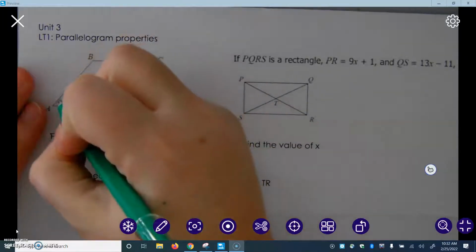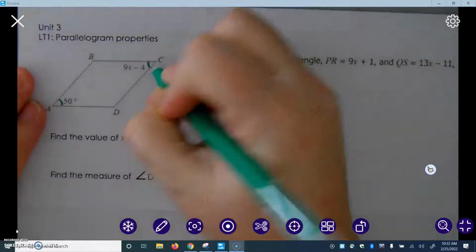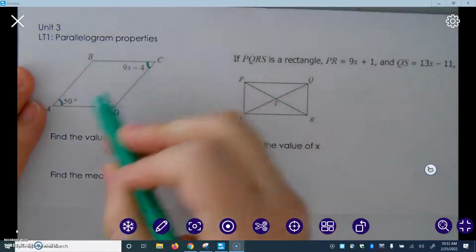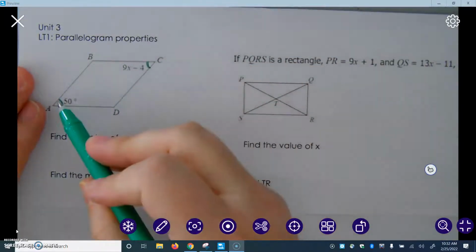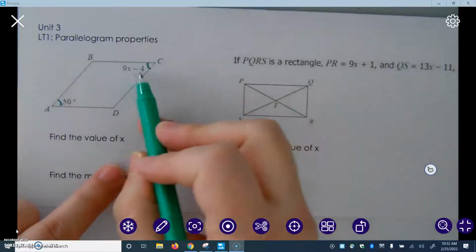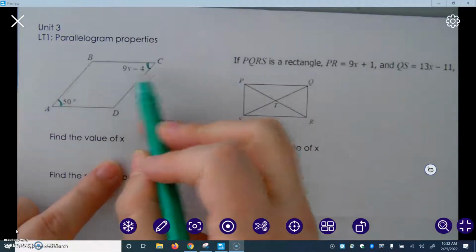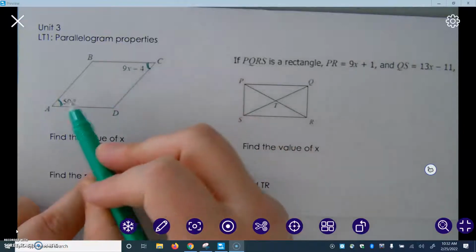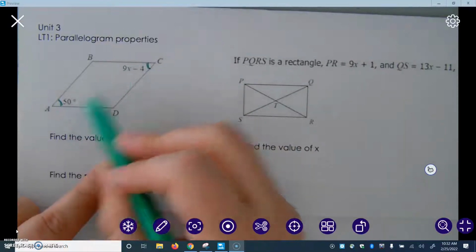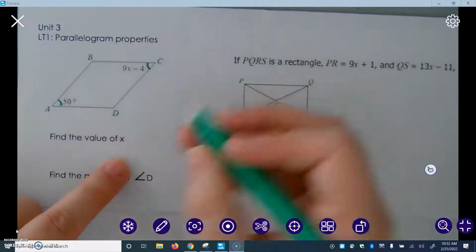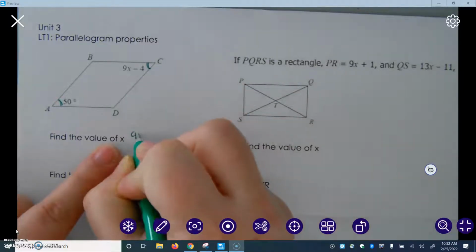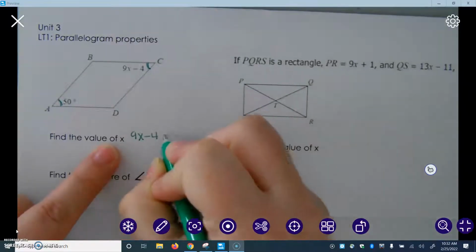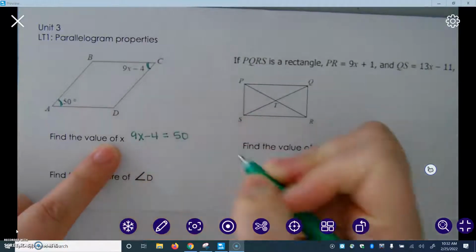In a parallelogram, opposite angles equal each other. So A and C are the same. You have to set up an equation that says the information in angle C is equal to the information in angle A, because we have to solve this equation for x. So 9x minus 4 has to equal 50.